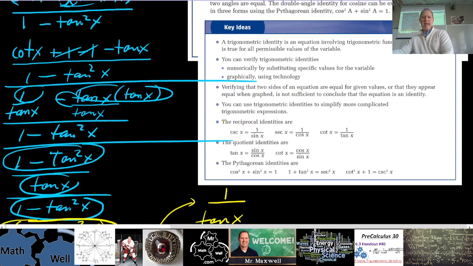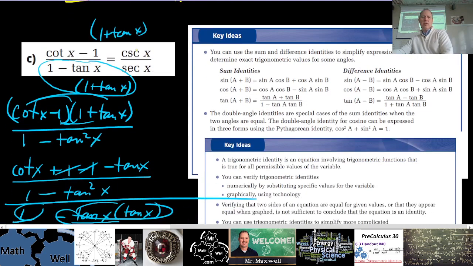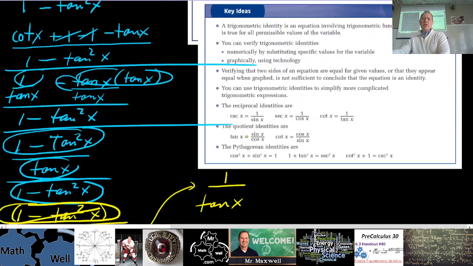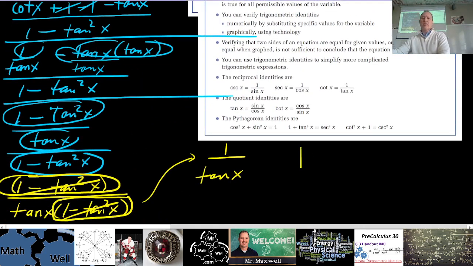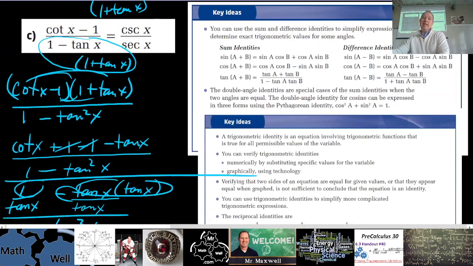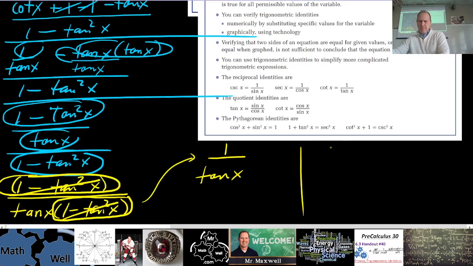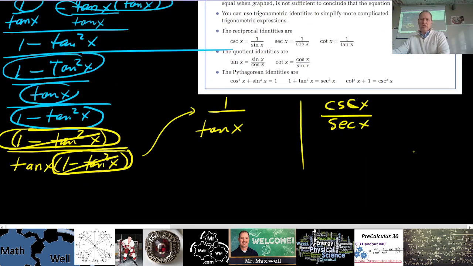And if I go back and look at what I'm actually aiming for, I'm aiming for cosecant x over secant x. Okay. Cosecant x over secant x. So here's where you might want to start to work on both sides a little bit, okay? Because it might help out here. Cosecant x over secant x. So let's try and figure this out.